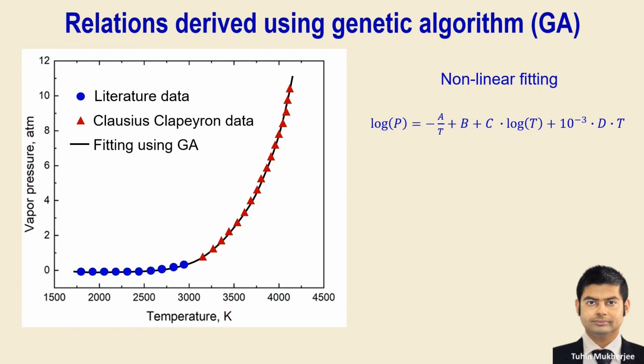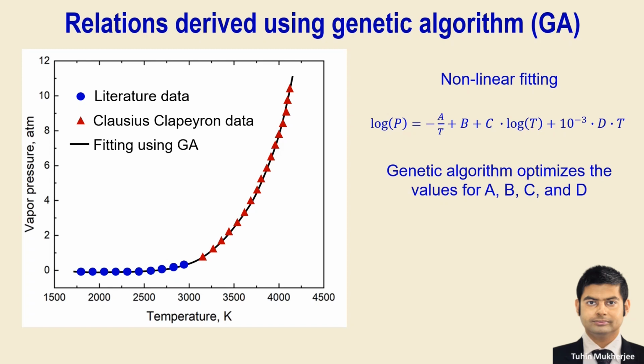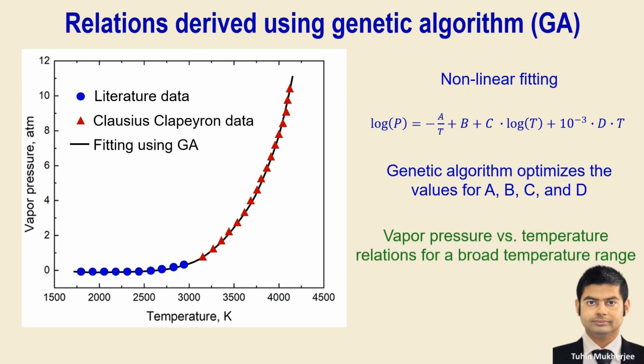The fitted equation has inverse relation, logarithmic relation, and so on and so forth between the vapor pressure and temperature. Here, the genetic algorithm optimizes the four constants A, B, C, and D for different elements. Uniquely, we get vapor pressure and temperature relations for a broad range of temperatures that was not there before.